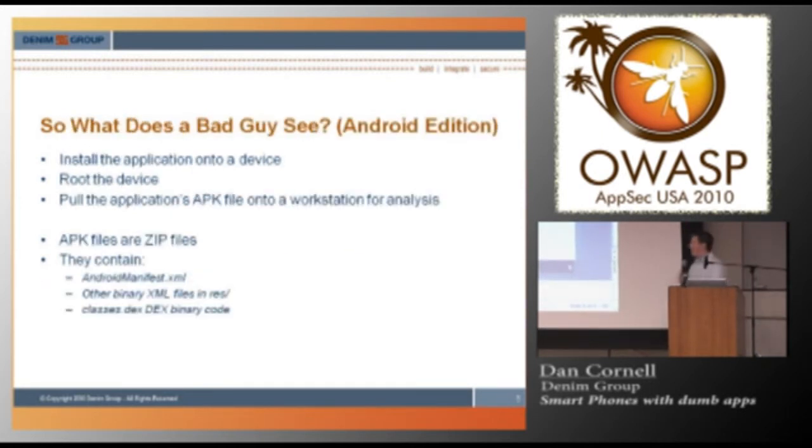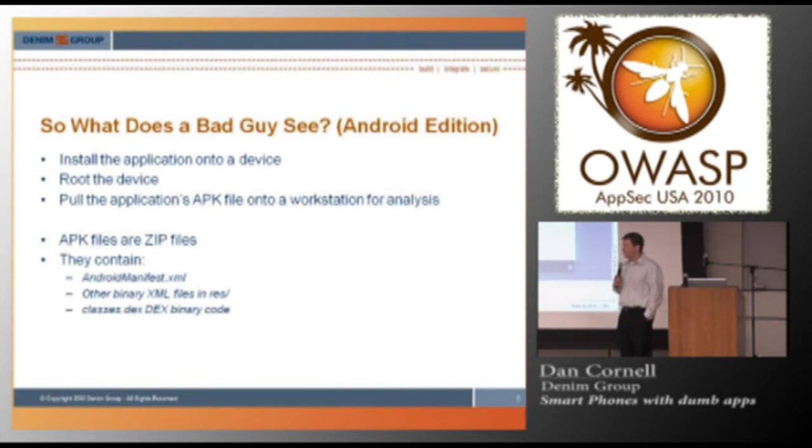So what's a bad guy going to do in this case? We'll look at this for an Android app and talk about how iPhone might be different later. You have to assume that they've got an Android phone. They're going to install the app on the device. They're going to root their phone. They're going to pull the application APK file off, and they're going to take a look at it.